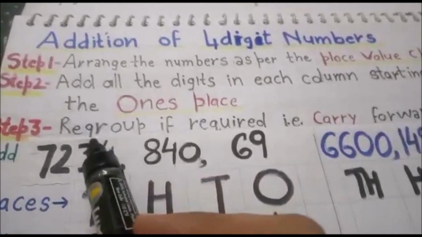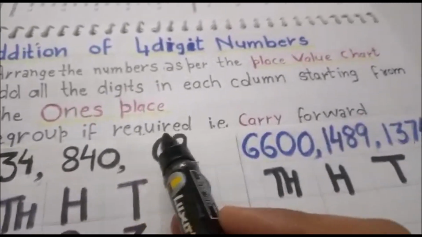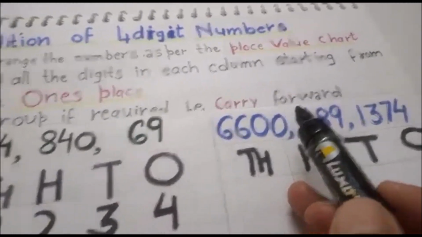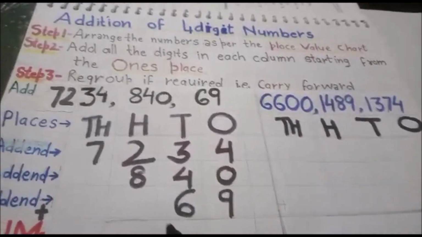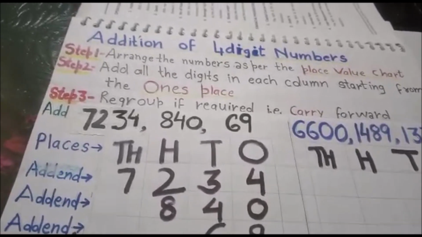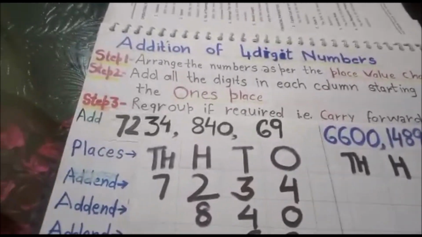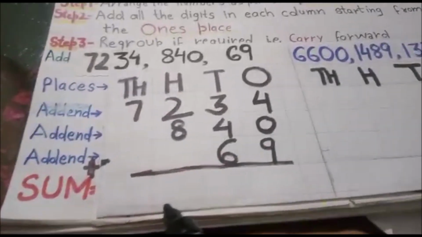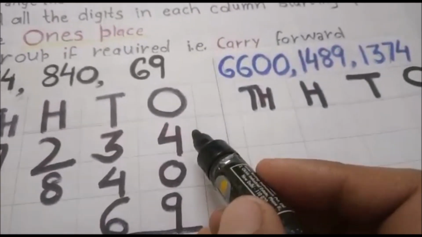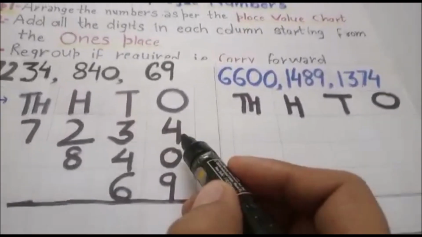Okay, now see the third step. Regroup if required, that is carry forward. That we will see here while adding our numbers. So let us start adding our numbers. Now this is what we have to add. So put the sign of addition. Now start. It is under ones place. From ones place we start adding the numbers.